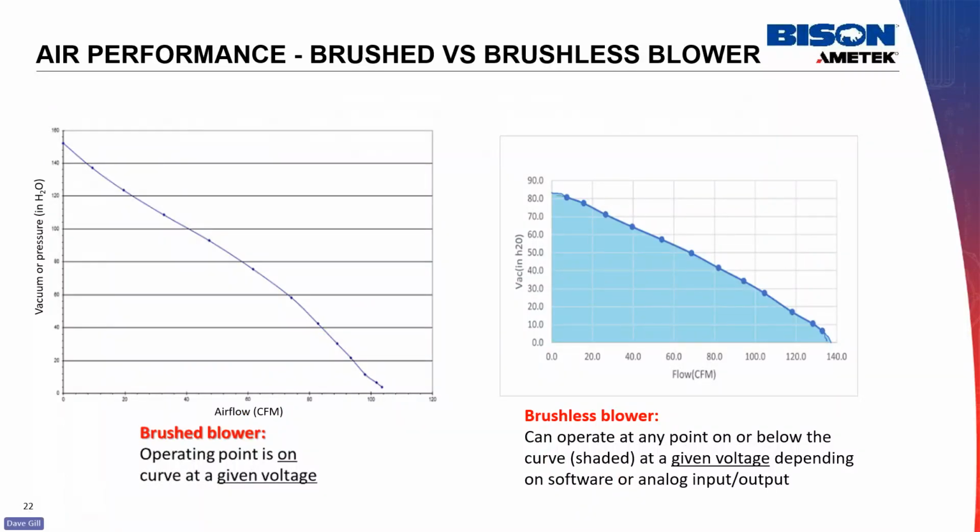Now, a brushed motor's air performance is typically limited to the line on the graph. At a given voltage, you will get a certain airflow curve with a given fan system. In a brushless blower, because you have an electronic control, you very often have speed control built in, which allows you to not only hit the points on the line, but also about any point underneath the line. So you have this whole universe of performance points available to you.